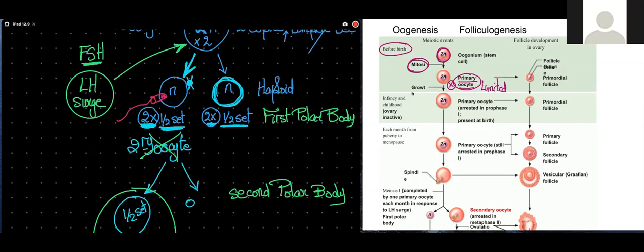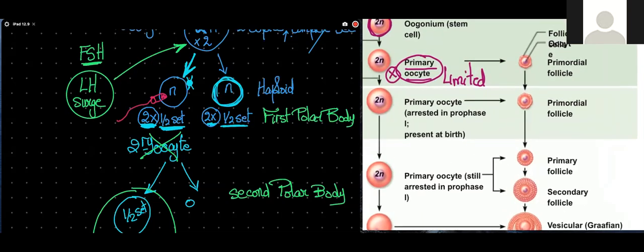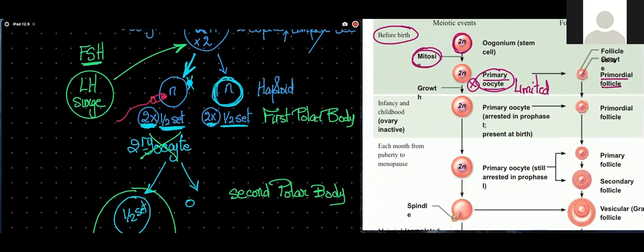How are those primary oocytes going to be kept in the ovary? They are kept in the form of primordial follicles. They are surrounded by one row of squamous cells. Until when? Until puberty. So during infancy and childhood, is there something that is going to be happening here? Nothing. The primary oocytes will remain primary oocytes. The primordial follicles will remain primordial follicles. There will be no change.